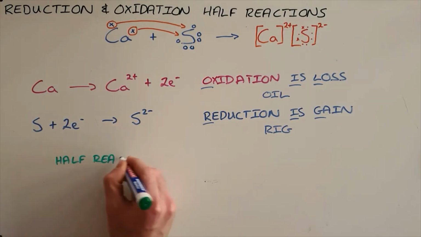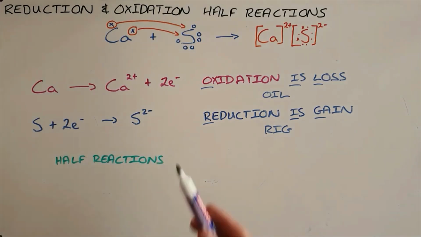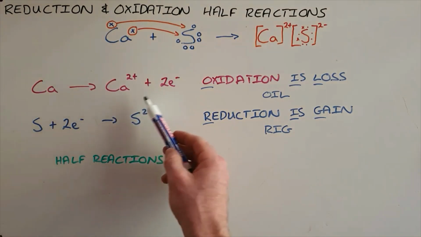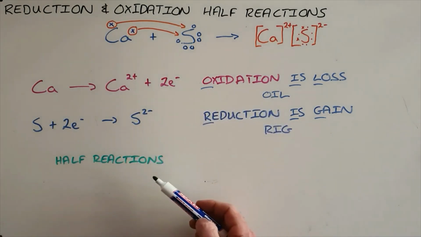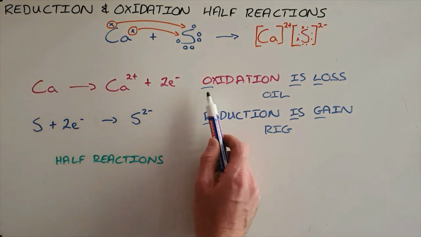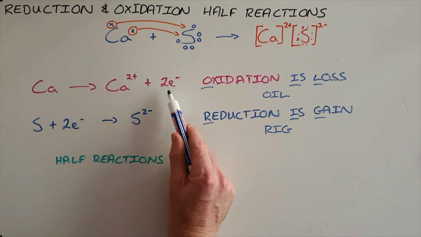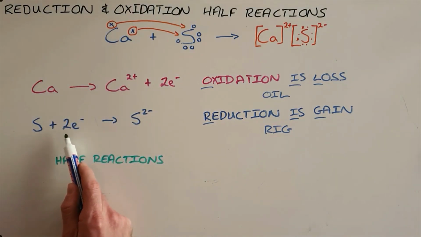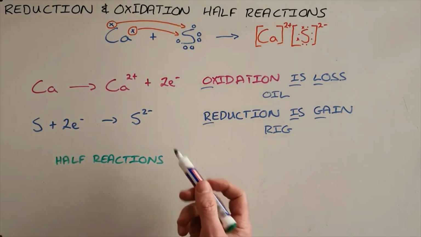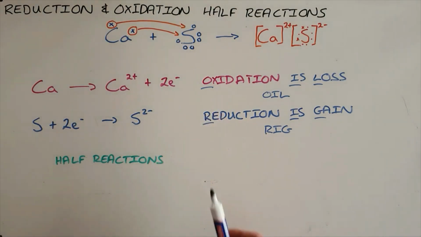They are referred to as half reactions because they cannot happen in isolation. It is not possible for calcium just to lose electrons with no atom there able to gain those electrons. And so we say that oxidation requires reduction because in order for calcium to give off these 2 electrons, we require something, in this case sulfur, that is able to gain or accept those 2 electrons. So they are called half reactions because we require 2 of them to have a complete reaction.